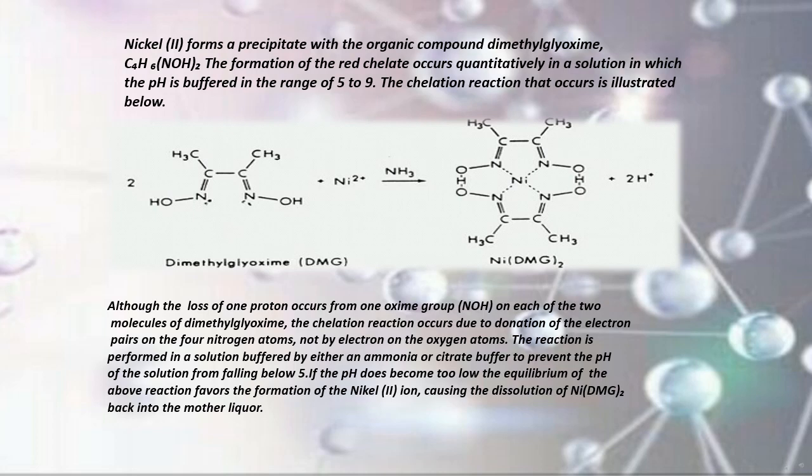Although the loss of one proton occurs from one oxime group on each of the two molecules of dimethyl glyoxime, the chelation reaction occurs due to donation of the electron pairs on the four nitrogen atoms, not by electrons on the oxygen atoms. The reaction is performed in a solution buffered by either an ammonia or citrate buffer to prevent the pH of the solution from falling below 5. If the pH does become too low, the equilibrium of the above reaction favors the formation of the nickel 2 ion, causing the dissolution of dimethyl glyoxime back into the mother liquor.